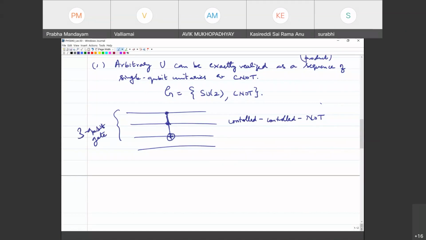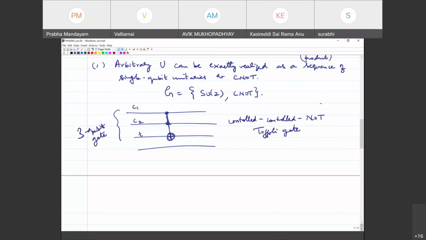This is the target, and this now has 2 controls, and the target flips if and only if both the controls are set to 1. This is also often called a Toffoli gate. Okay, so this is one example of a multi-qubit gate.